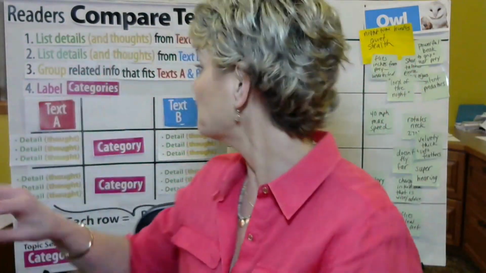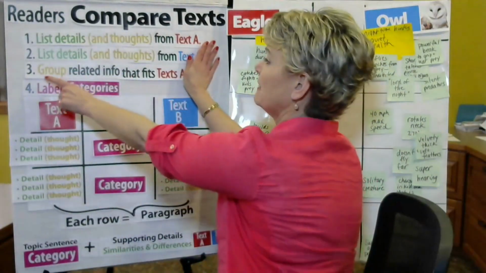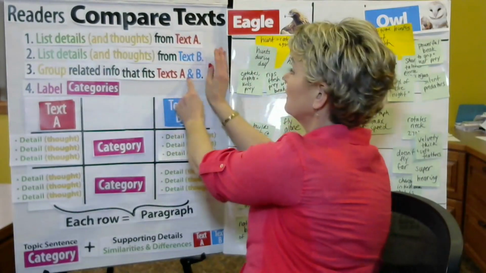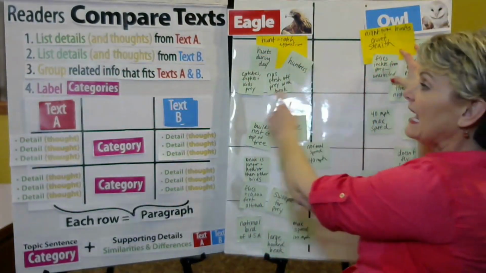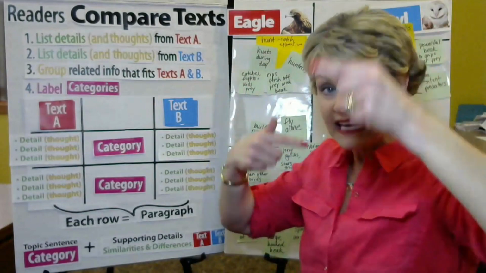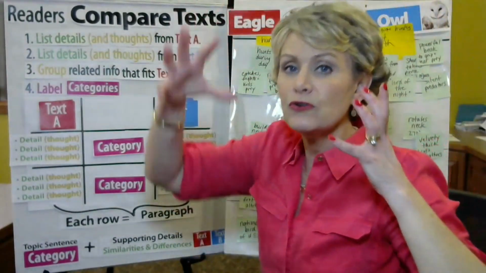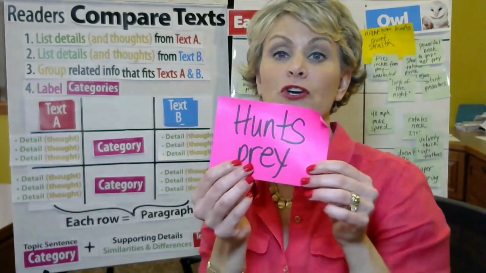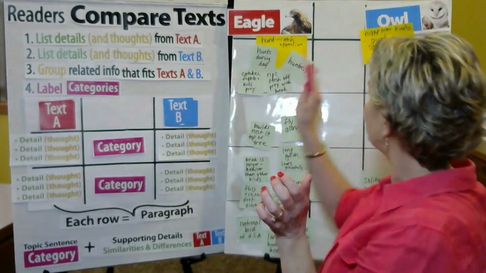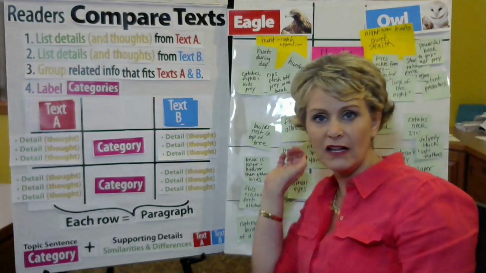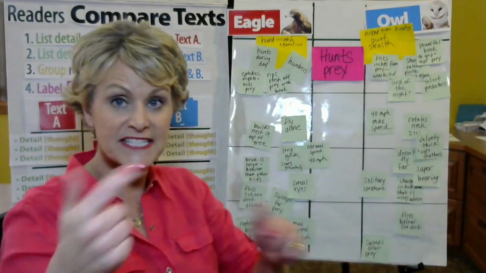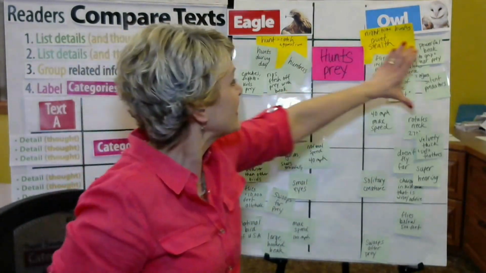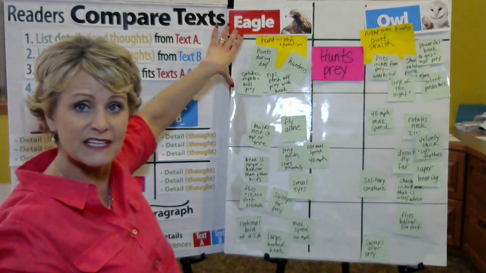So I have grouped related information, multiple details for text A, and I've grouped details for text B. And I have, in my grouping, been thinking, ooh, this is about hunting. And more specifically, it's been about hunting your prey. That, ba-bam, is my label. Are you seeing it? If I actually had to write this out, are you seeing the topic sentence for this paragraph of information?